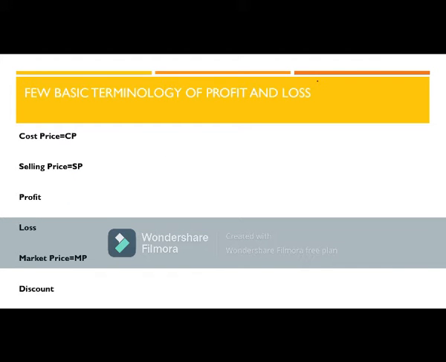So till now we have discussed cost price, selling price, profit. Profit is nothing but selling price minus cost price. Loss is nothing but cost price minus selling price. Now coming to the market price. So what is a market price? Market price is also called MRP. This is also called list price, booked price, etc. So this price is nothing but the market price.